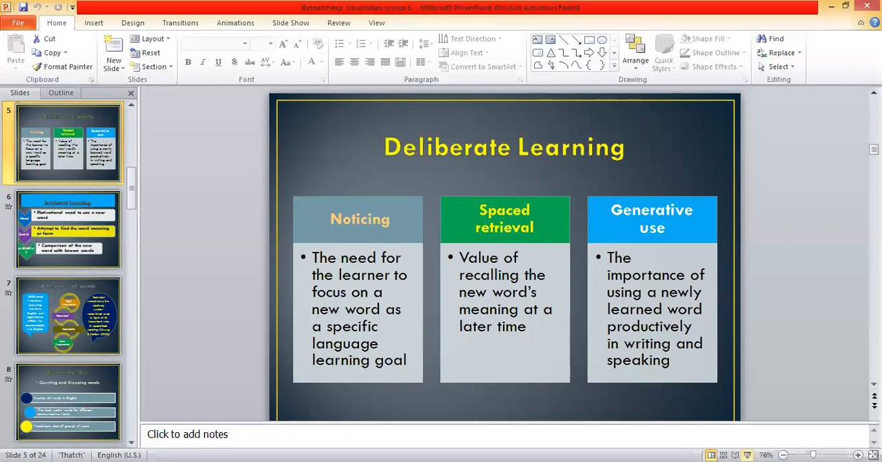And then the last one is generative use. The important thing is to use a newly learned word productively in writing and speaking. That means you try to use the word that you have learned in a certain situation, because you want to enhance your vocabulary by using it in writing or in speaking. That's the deliberate learning.